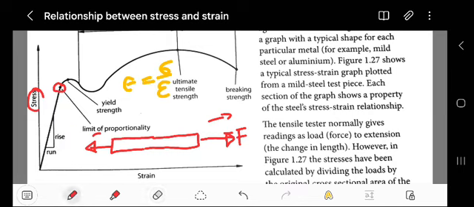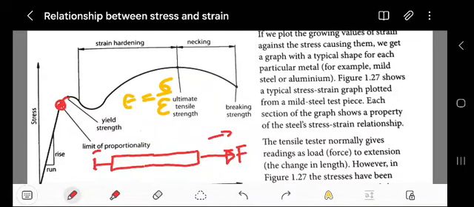Then you'll reach the yield strength. That means you have applied massive force on this rod. Let's say it's a rod. As you are pulling, you'll reach the yield point. Starting now, the strain increases. You keep pulling, and you'll reach the ultimate strength. The ultimate is the final.